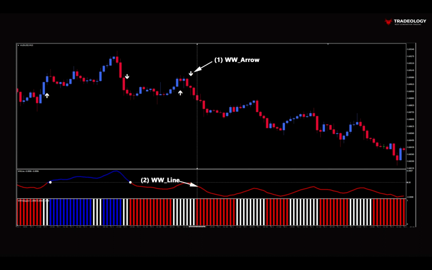2 candles after the WW arrow had appeared, the WW line crossed below 0 and turned red, while the WW histogram changed its color to red as well. As soon as the candle where all the conditions were met closed, I entered a sell trade. My stop loss was placed a few pips above the most recent swing high, and my take profit was set at a 1-to-1 risk to reward ratio. The price went in the direction I expected, with a small pullback, and hit my take profit, making it another profitable trade using the White Walker trading system.